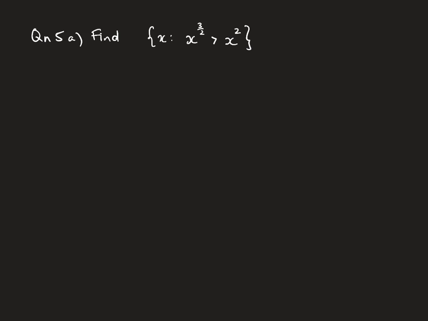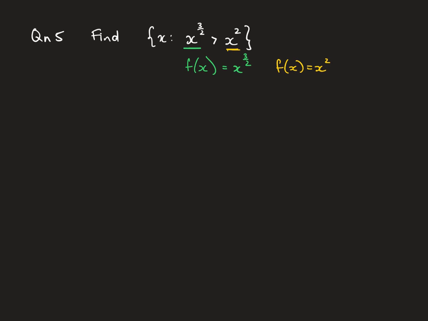So for this question here, we're meant to find the values of x that make x to the power of 3 on 2 greater than x to the power of 2. To do that, I'm actually going to sketch these as two different functions. Then all I need to do is to see where the green function is higher than the yellow function. So I sketch the green function.